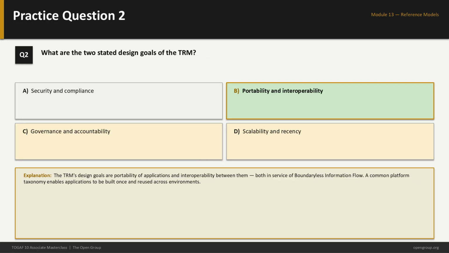Question 2. What are the two stated design goals of the TRM? Pause to consider your answer. The correct answer is B, portability and interoperability. The TRM's design goals are portability of applications and interoperability between them, both in service of boundaryless information flow. A common platform taxonomy enables applications to be built once and reused across environments.